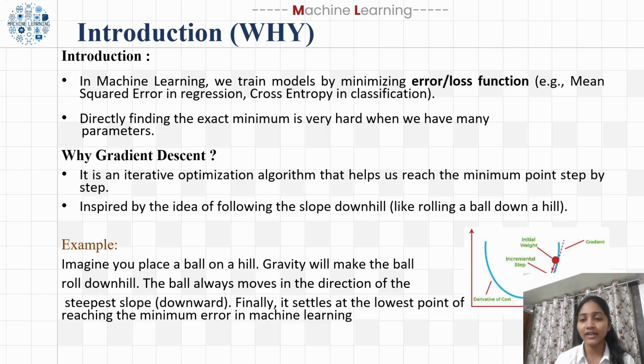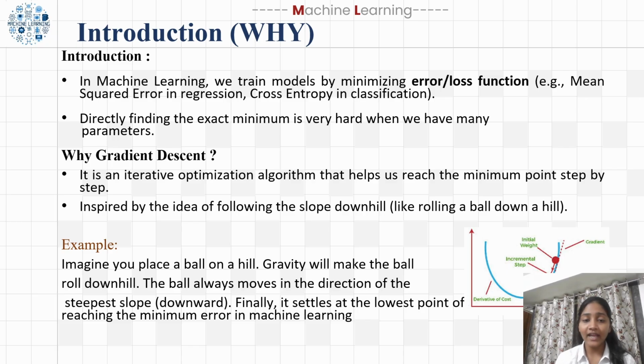In machine learning we train many models, and for each model we calculate the error, the loss function. For example, in linear regression we use mean squared error. In classification problems we use cross entropy. So these error functions vary according to the algorithm and the model. So why gradient descent? It is an iterative optimization algorithm that helps us reach the minimum point step by step.